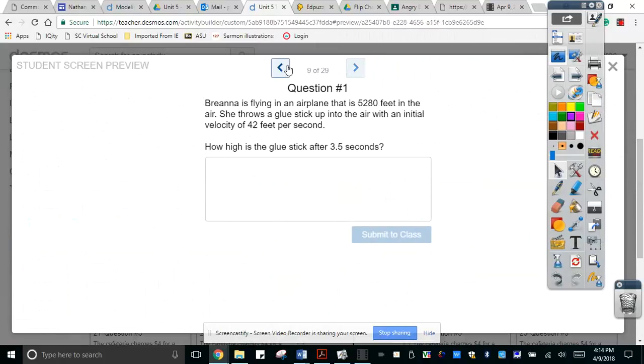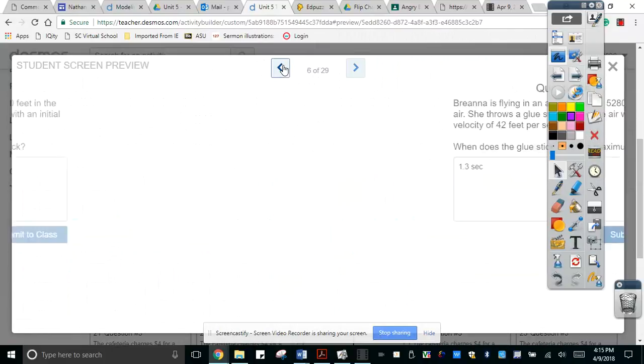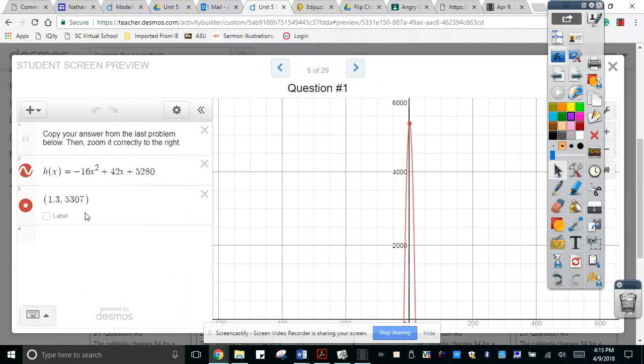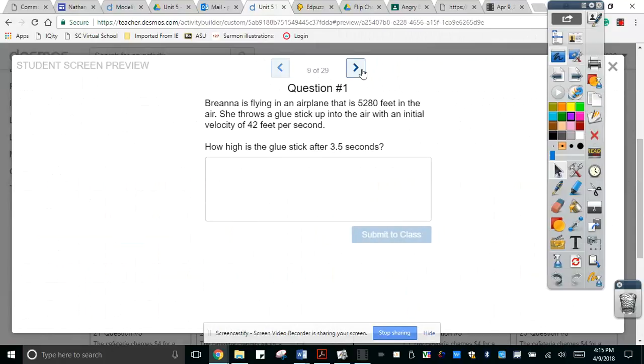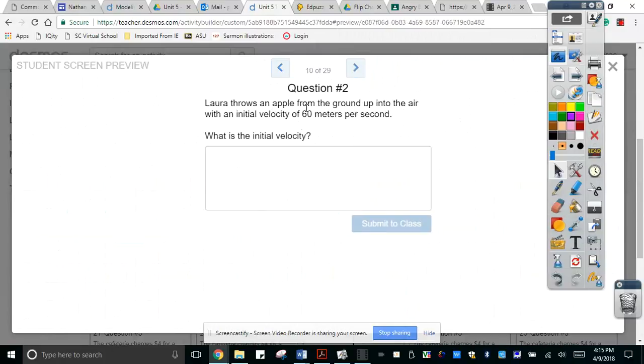How high is the glue stick after 3.5 seconds? The best thing to do for that one is type in h of 3.5. Why h? Because I labeled it here as h, and you can see the answer right here is 5,231 feet. Okay, the next one here.